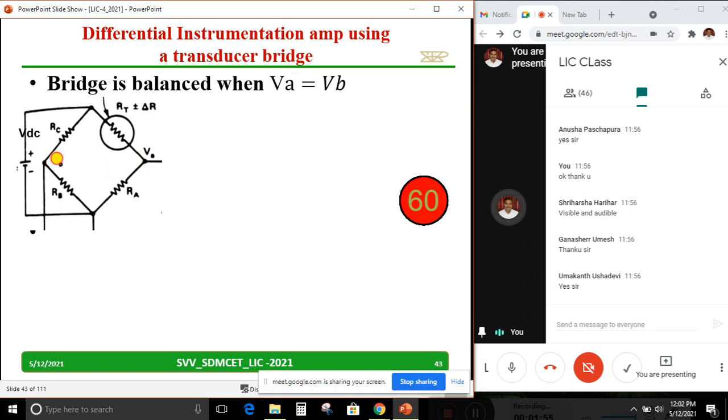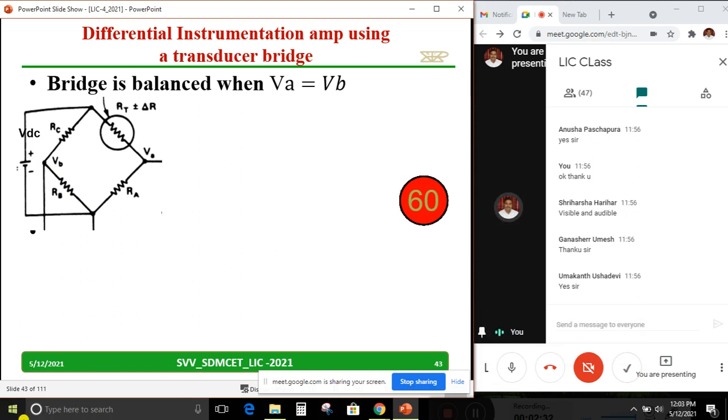What is the equation, for example, for VB? Can you type it in the chat box? Hope it is visible to you. Consider only this part and write down VB in terms of RC, RB, and VDC. I want VB. Can any one of you try in the chat box? Otherwise I'll show you, no problem.